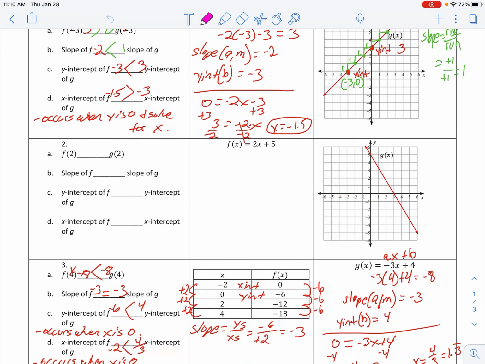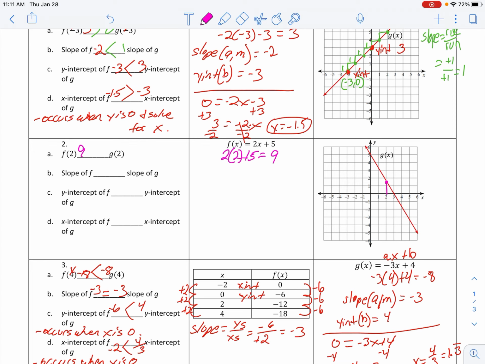Okay, question number 2. F of 2 compared to g of 2. So we're going to plug in for the f function here. X is 2. 2 plus 2 is 4, and 4 plus 5 is 9. We would compare 9 to the g of x function, when x is 2, right up here.